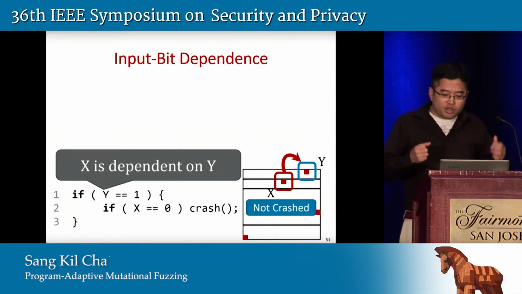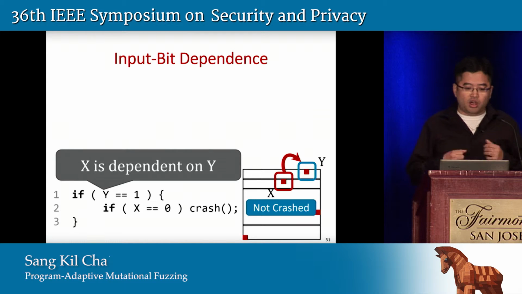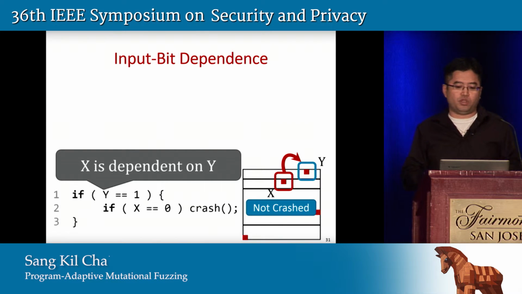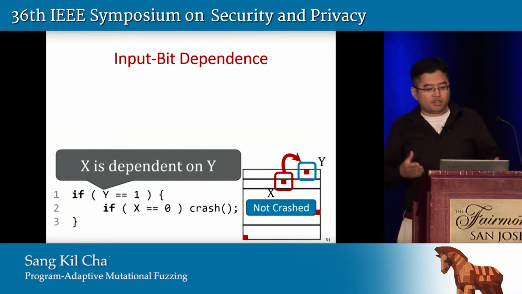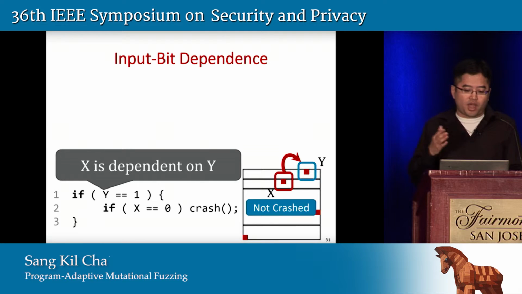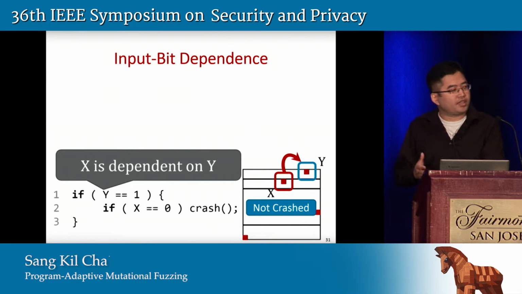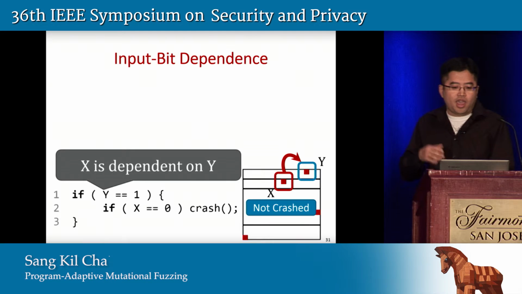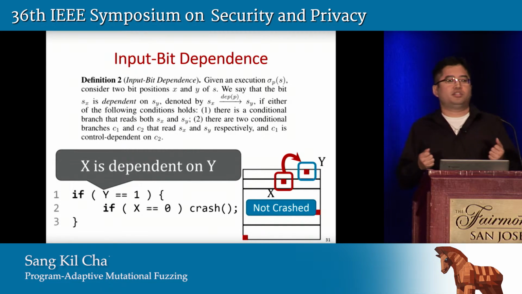And we generalize this notion of control dependence to represent the dependence relationship between input bit positions. In this example, x is dependent on the position y because the value of y determines whether the value of x will be read in the second conditional. We call such a relationship input bit dependence, and we formally define this concept in our paper.